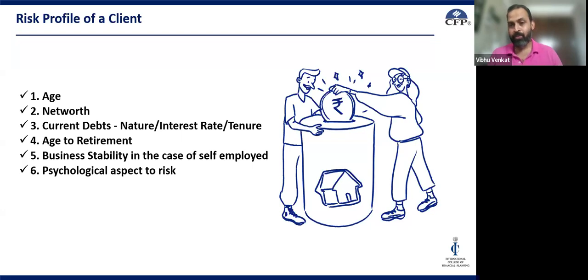Now, this is the beauty of this profession, that a person with 50 crore or 5 crores also will be slightly risk averse, or he or she might not want to take so much risk. But there might be a client who with 1 crore wants to take slightly more risk than the other person.